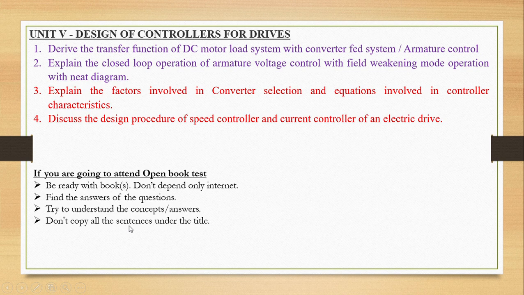Then don't copy all the sentences under the title. For any particular title, it will take more than 2 to 3 pages in your book, but you don't need to copy all the sentences under the title, right? First you have to read, then underline the important sentences that should be copied in your answer sheet. Then use pencil to draw the diagram. Don't use pen. Dear students, these points are only for students who are attending open book test, right?